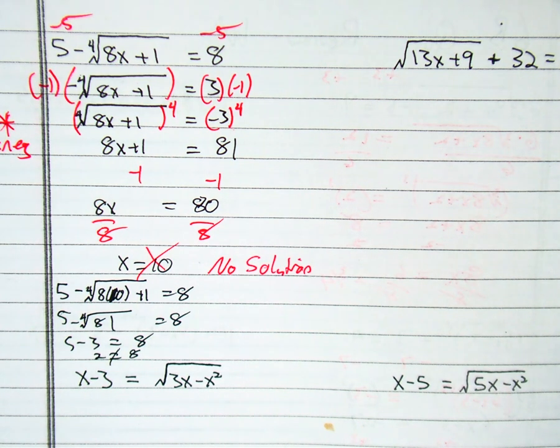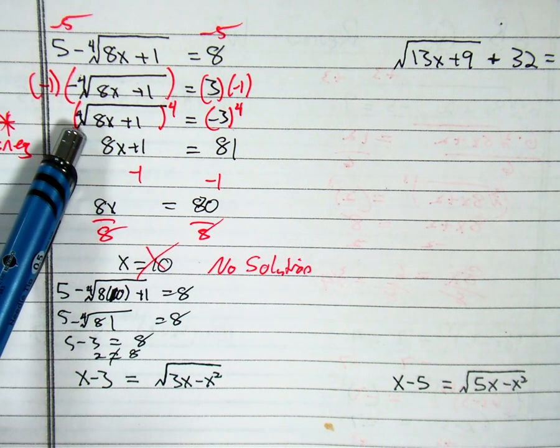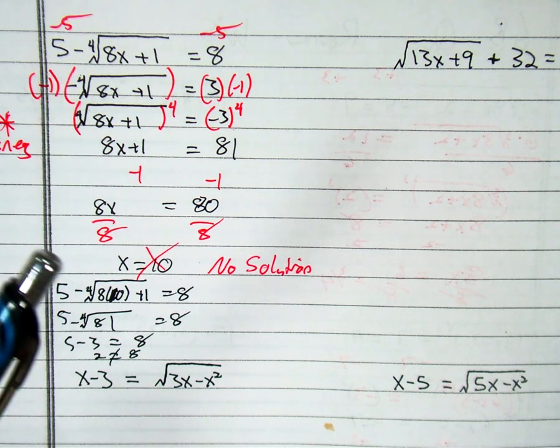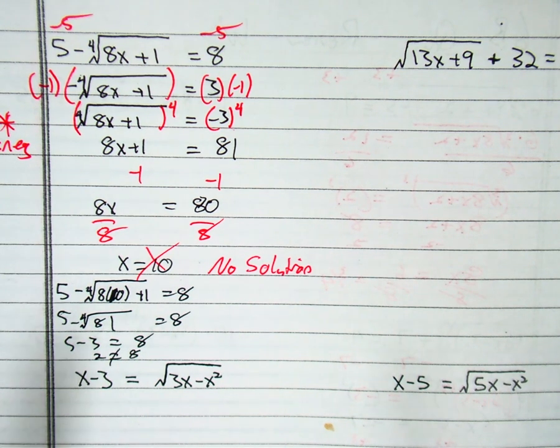So if you get a no solution, we probably could have caught it up here, where we had a negative answer for a square root or a 4th root. Now, cube roots, they can go negative. No problem there. They can go negative, no problem. But 4th roots and square roots, we're only interested in the positives.